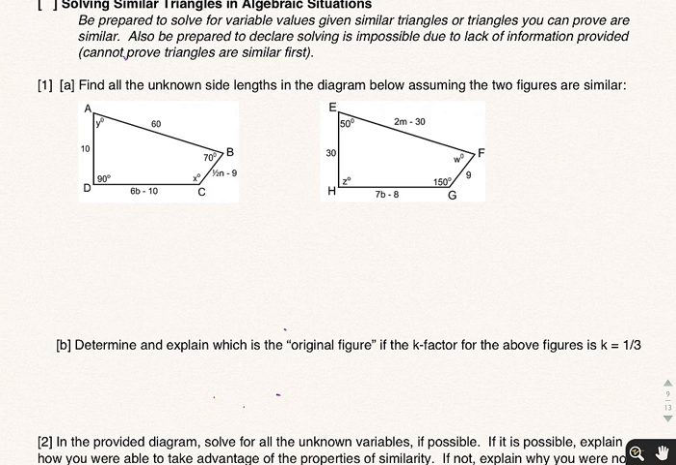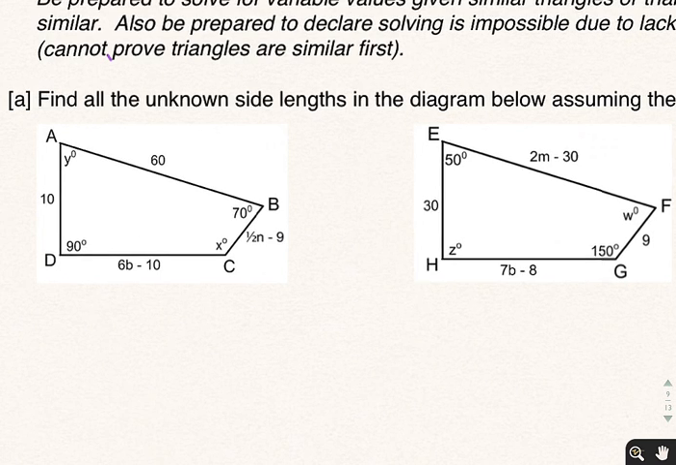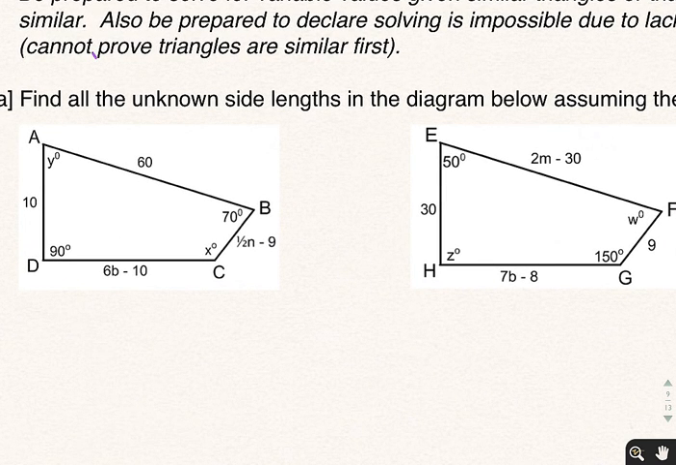They're very much about first identifying similarity, and then using the properties of similarity, mainly proportional side lengths and congruent angles, to solve for values. And that's what we got going on here. So the problem says to assume these are similar, which is good because if we couldn't assume that the problem's over, we can't actually solve it.